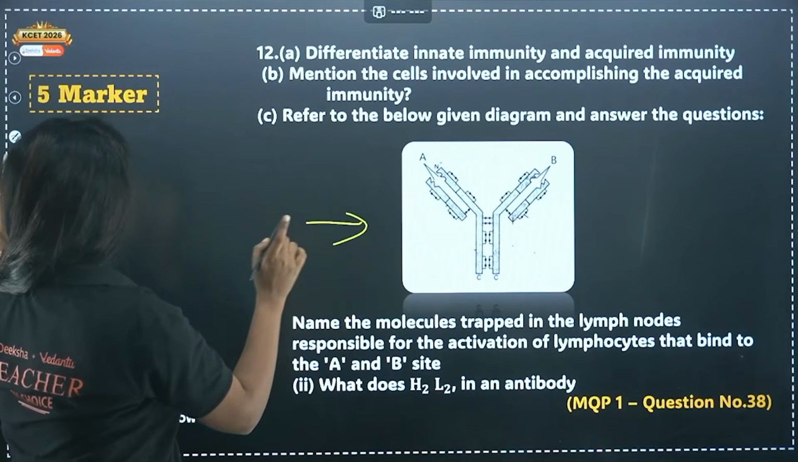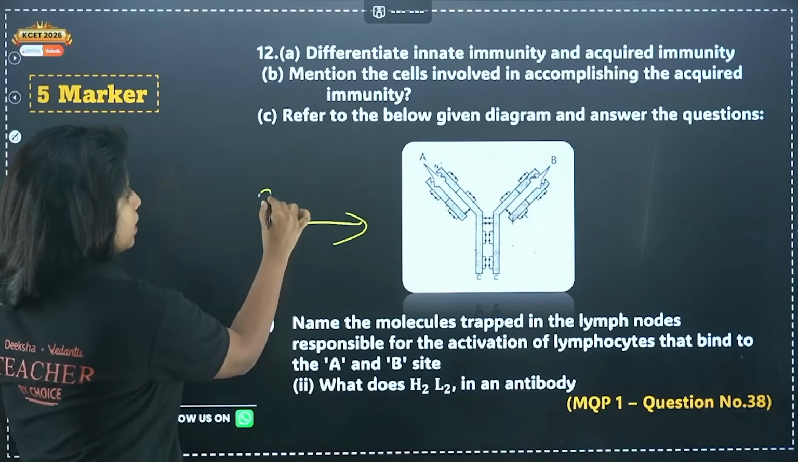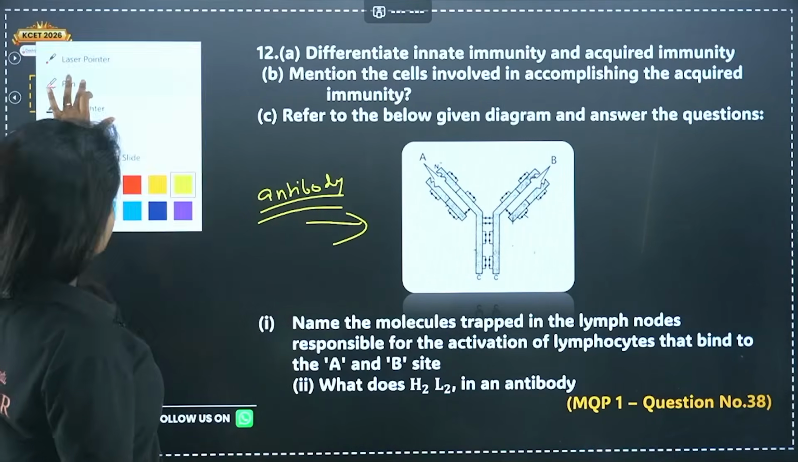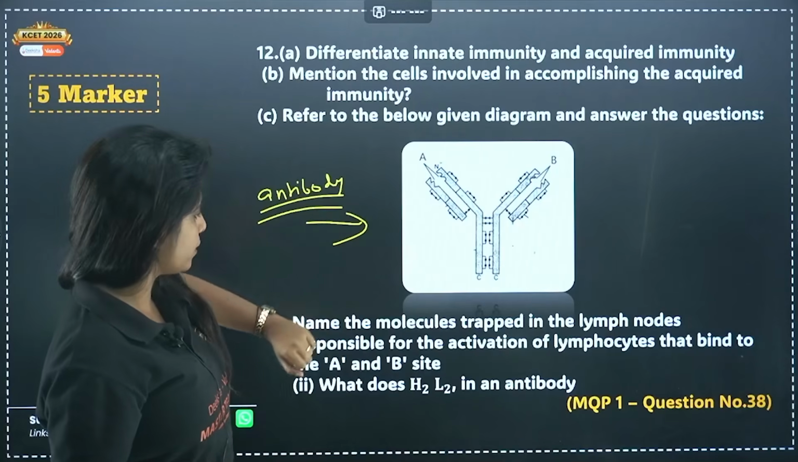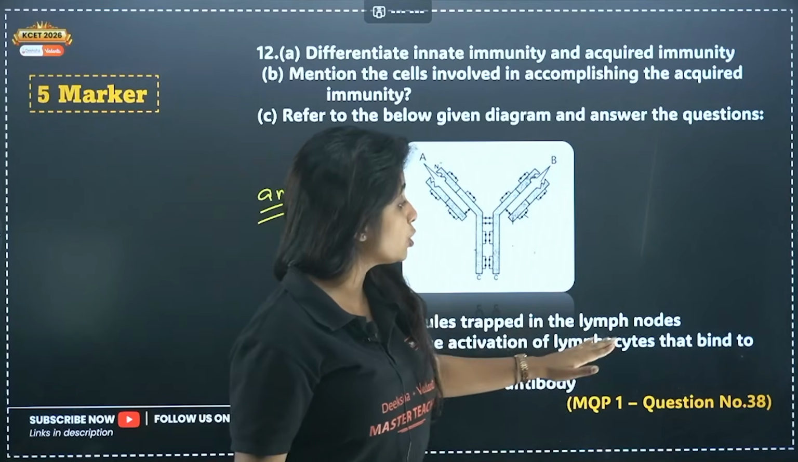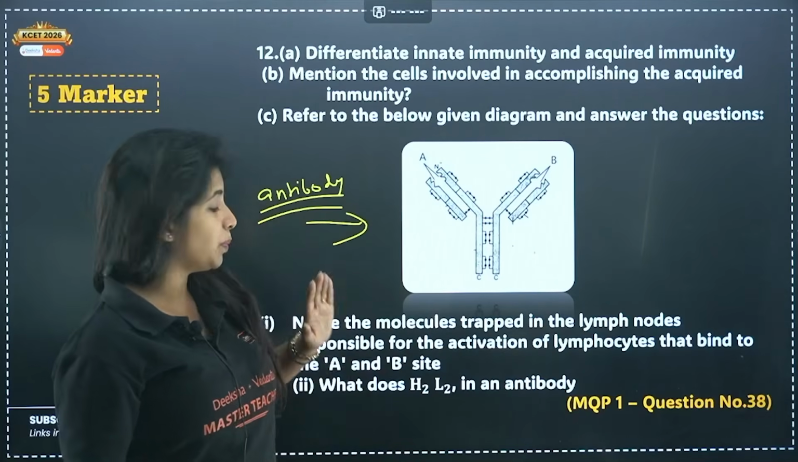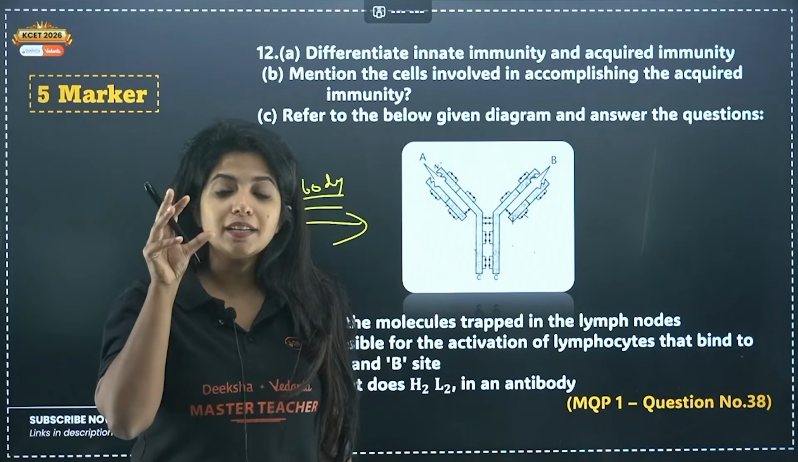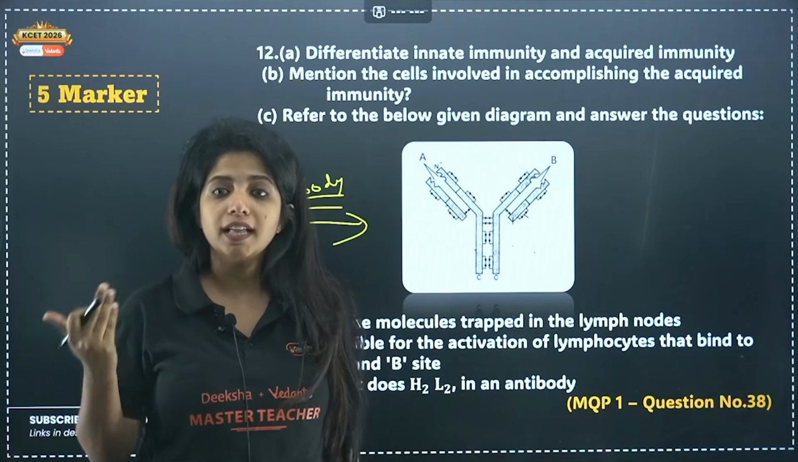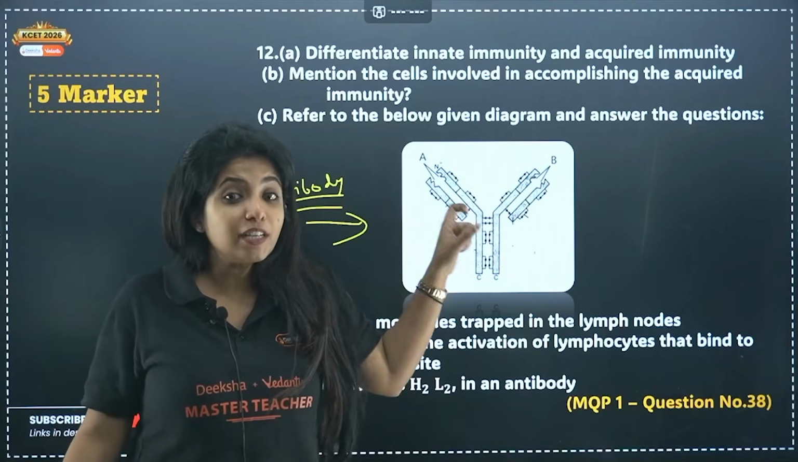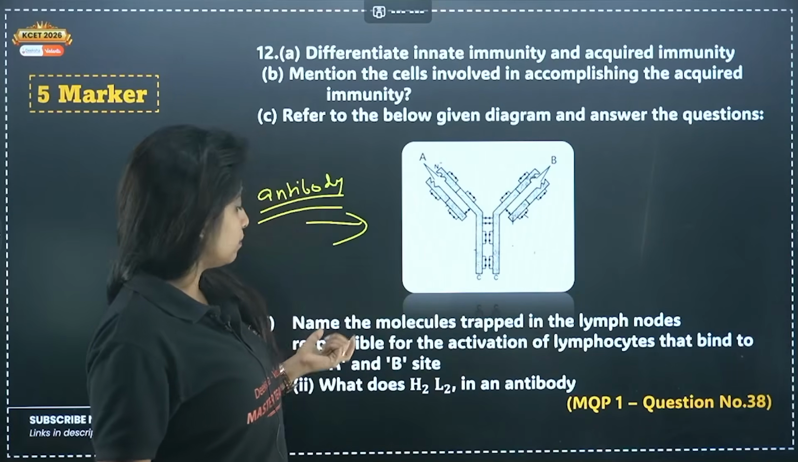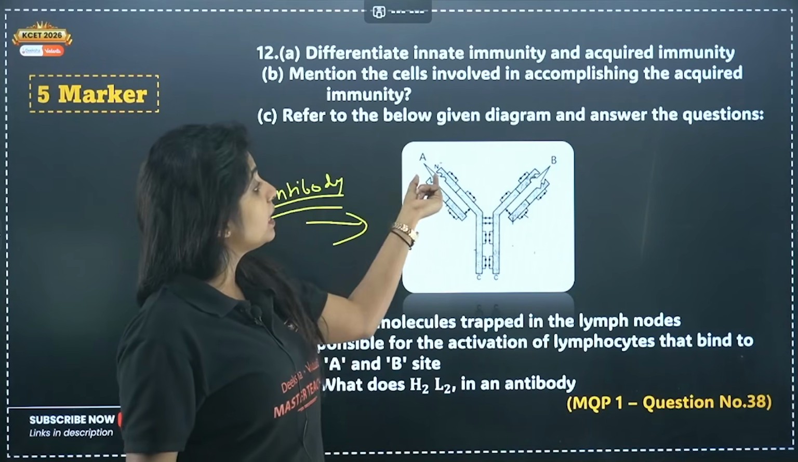Refer to the diagram given below and answer the question. Well, this diagram is super important. You should know how to draw it. That is, please practice the diagram of the antibody molecule. Now over here, what do you have? You have a question: name the molecules trapped in the lymph nodes responsible for the activation of lymphocytes that bind to the A and B site. So basically they are telling certain things are trapped in the lymph nodes, and these things activate the lymphocytes. So obviously the things that activate lymphocytes are what? Antigens. And they are saying that these things bind at the A and the B site.